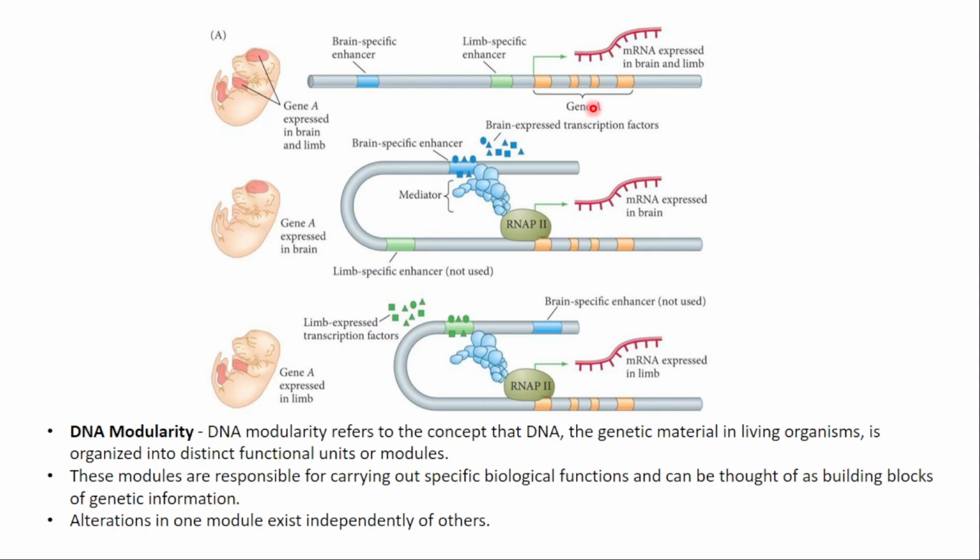Similarly, in limb, there is no brain specific transcription factor, rather, there are limb specific transcription factors which can recognize their cognate enhancers and then lead to expression of downstream gene. So we have two different enhancers controlling the expression of the same gene in two different tissues.